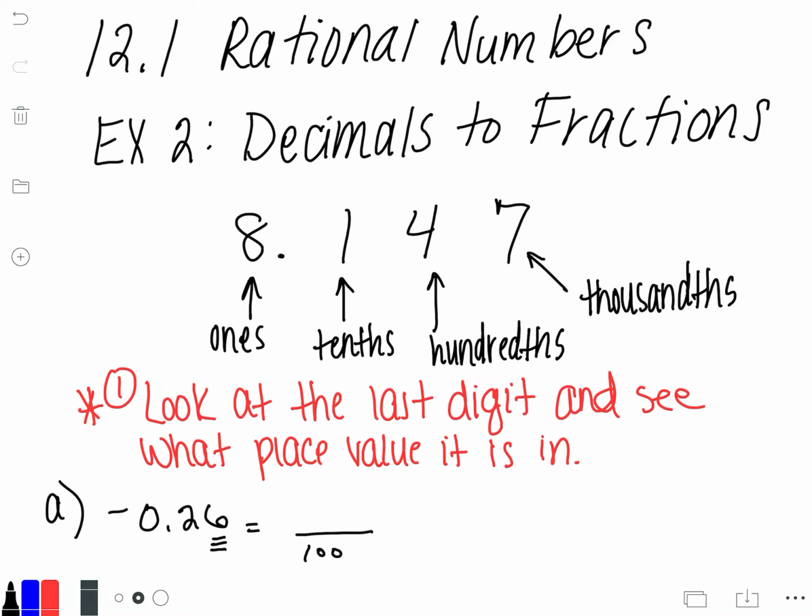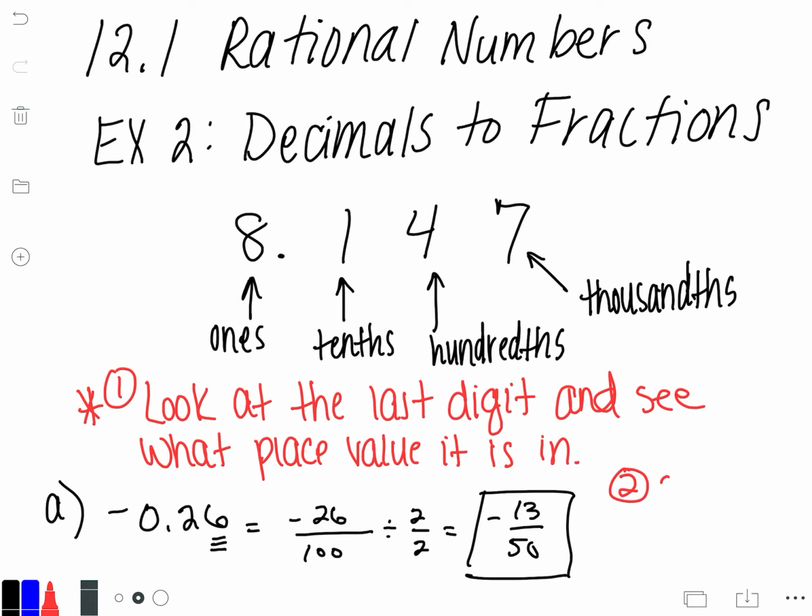And then you make your numerator whatever the rest of the problem is. So this is 26 over 100. If your decimal's negative, your fraction's obviously negative. Now, the tricky part about these is just that you have to make sure it's in simplest form before you submit your answer. So in this case, you can divide your numerator and denominator by 2 to simplify, and that would get you a negative 13 over 50. And since there's nothing else that you can divide both of those numbers by, that means this is in simplest form. So step 2 would be to simplify by dividing.